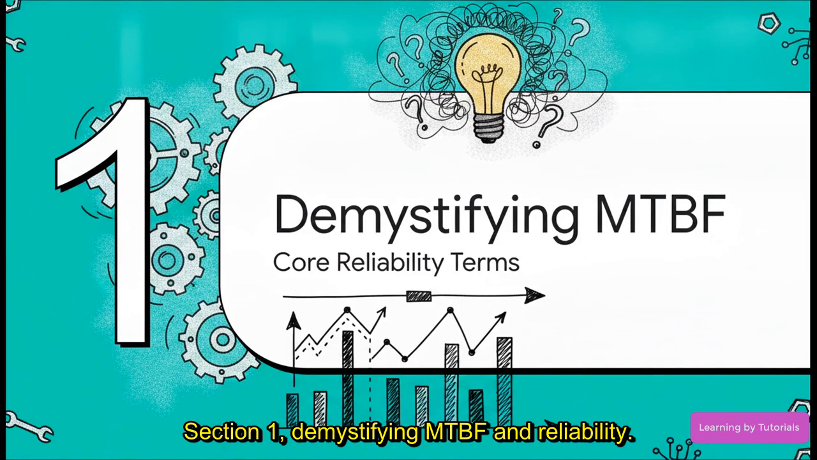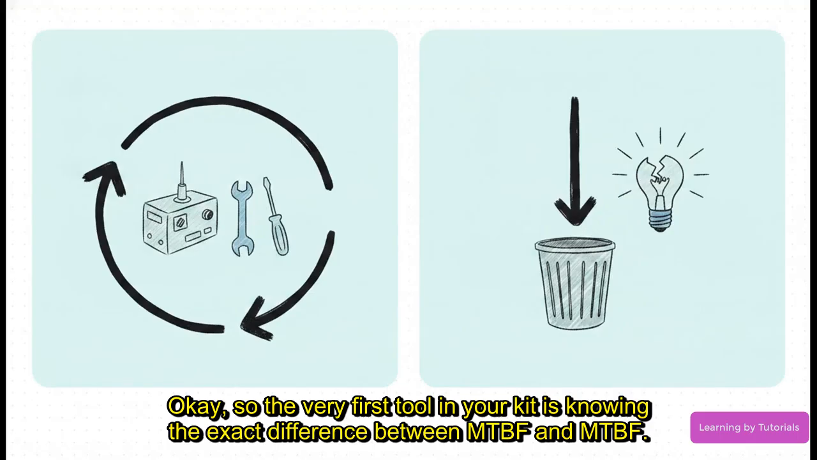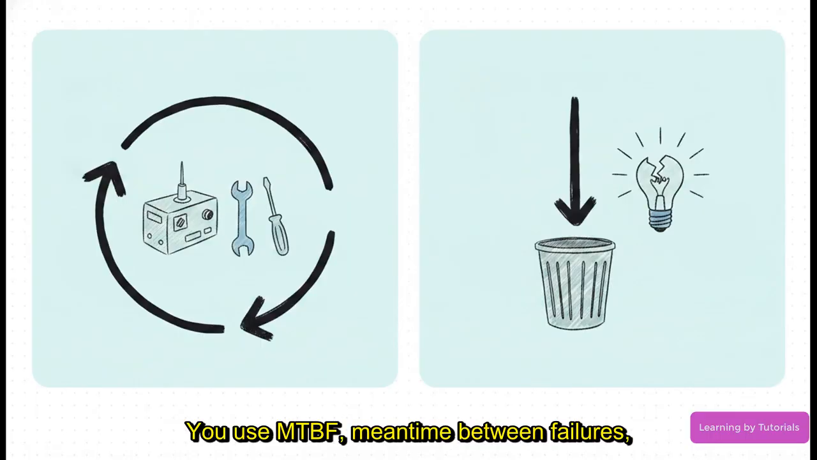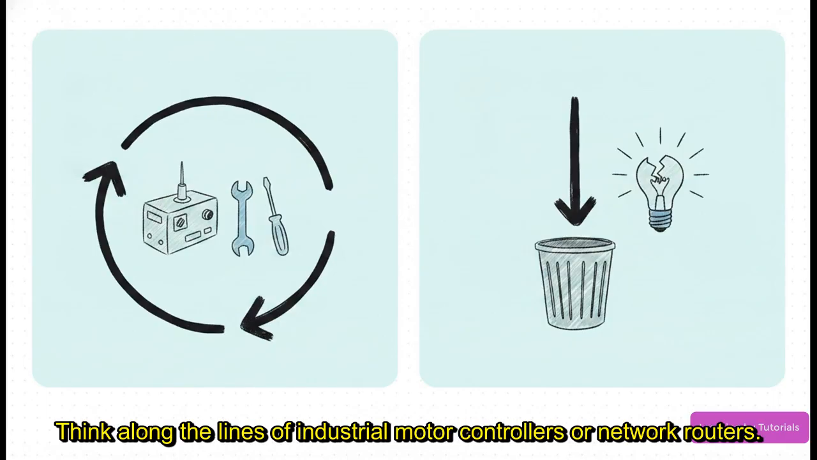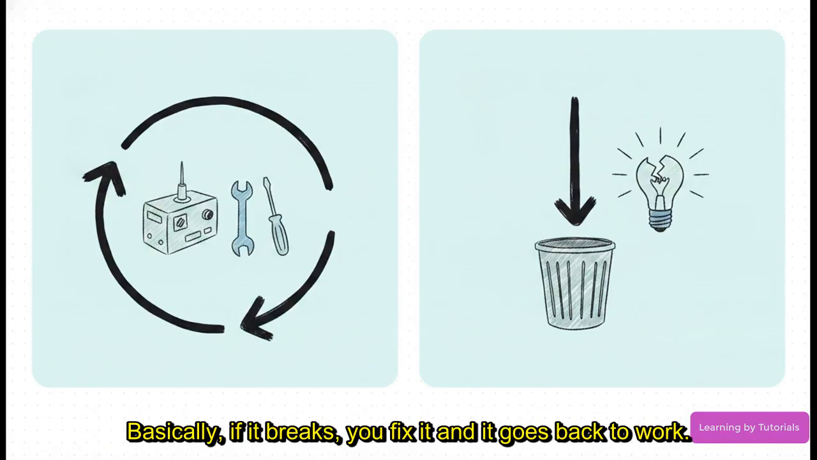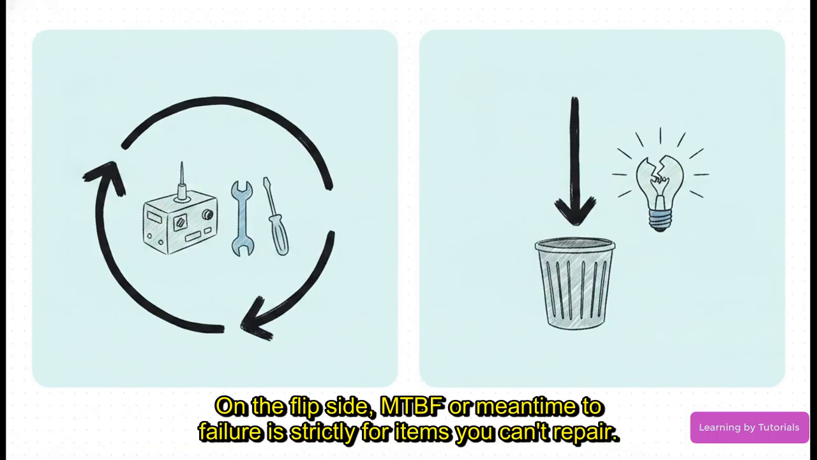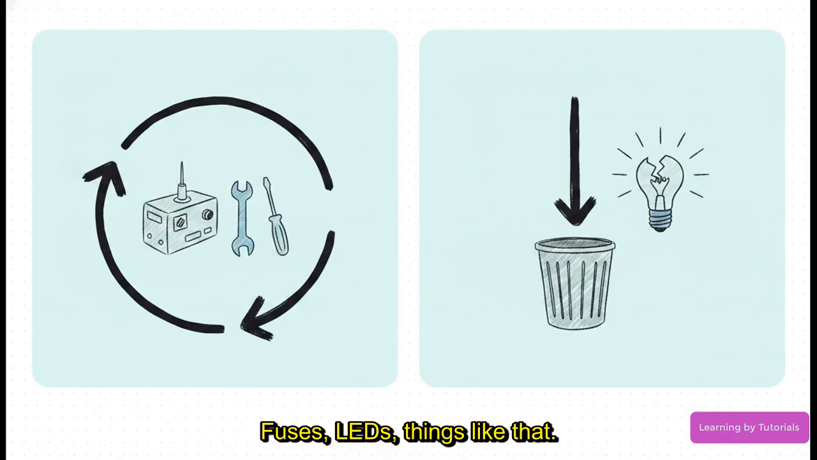Section 1. Demystifying MTBF and reliability. Okay, so the very first tool in your kit is knowing the exact difference between MTBF and MTTF. It's absolutely crucial. You use MTBF, mean time between failures, for systems that can actually be fixed. Think along the lines of industrial motor controllers or network routers. Basically, if it breaks, you fix it and it goes back to work. That's MTBF. On the flip side, MTTF, or mean time to failure, is strictly for items you can't repair. Fuses, LEDs, things like that.